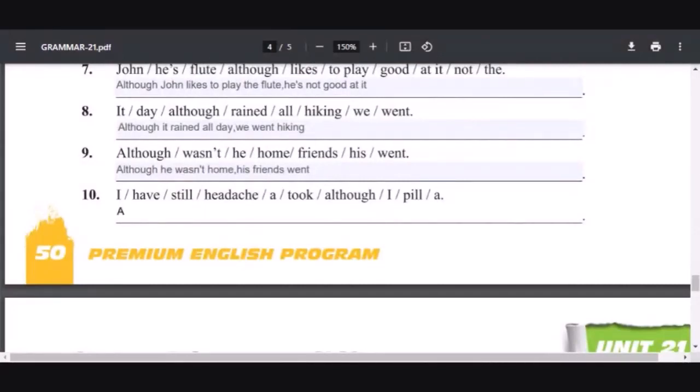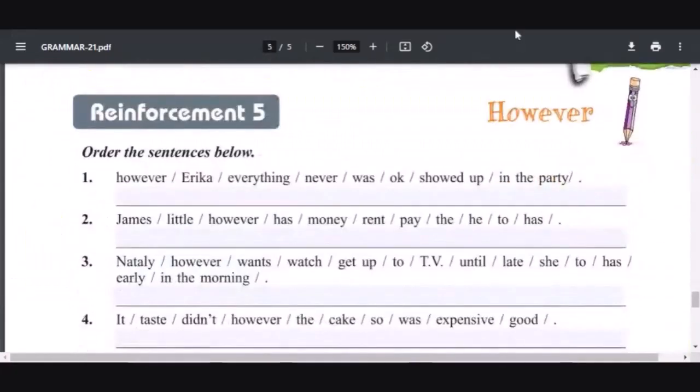Although I took a pill, I still have a headache. Aunque tomé una pastilla, todavía tengo dolor de cabeza. I still have a headache. Okay. Next one. Reinforcement 5 now is with however.